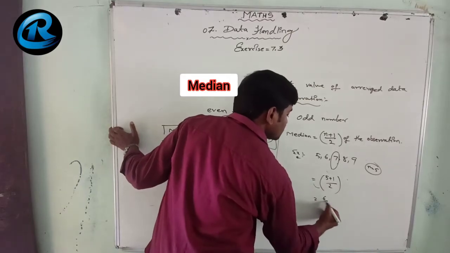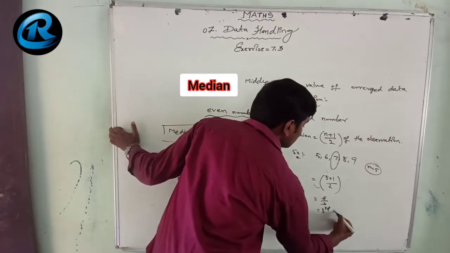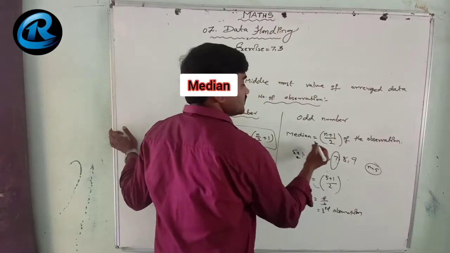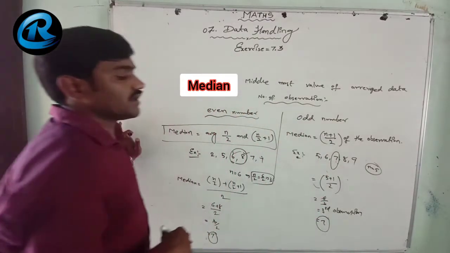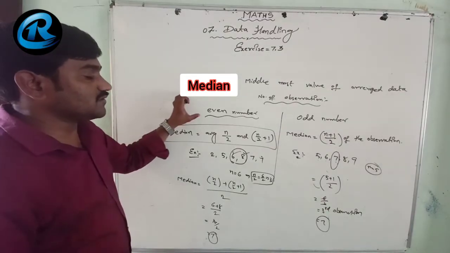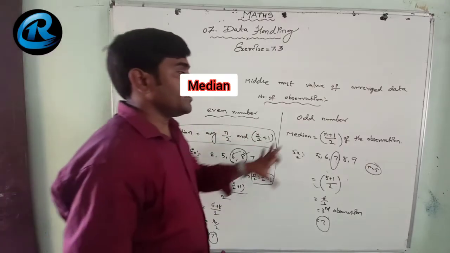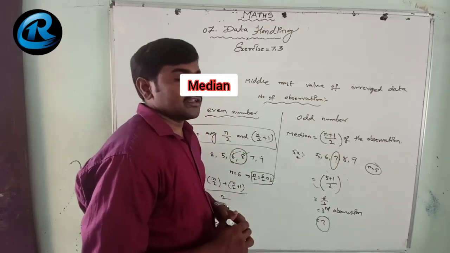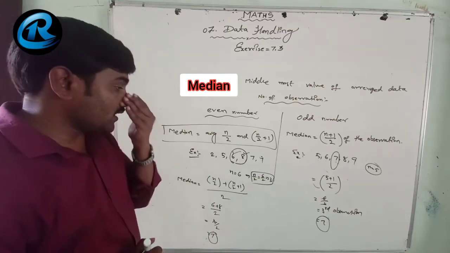that equals 5 plus 1 is 6, 6 by 2, that equals 3. The third observation. What is the third observation in the given data? 1, 2, 3. This is the third observation, that is 7. 7 is the median of the data. So if the number of observations is even, the average of the n by 2 and n by 2 plus 1 terms is the median. If the number of observations is odd, the n plus 1 by 2 th observation is the median. This whole introduction we have already learned.